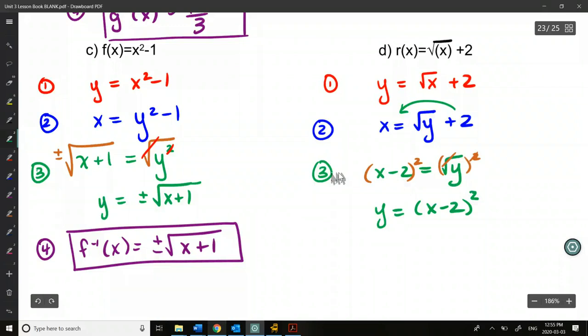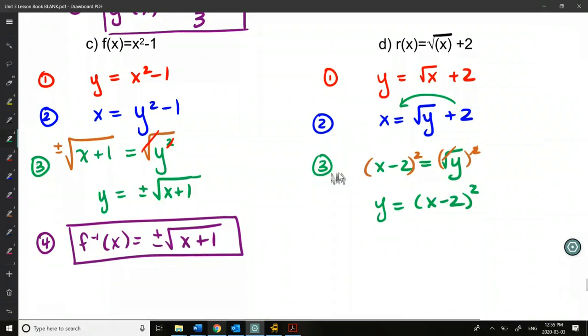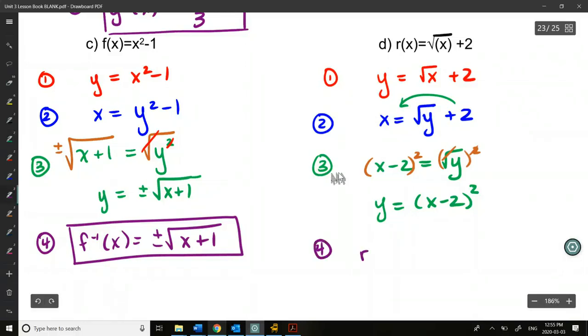So if I switched it into x squared plus 4? Nope. That is a math crime right there. Why is that a math crime? X minus 2 squared is x minus 2 times x minus 2, and then you FOIL it, right? You can't distribute a squared just into each term like that. Okay, last step. We replace y with the function notation, our inverse.